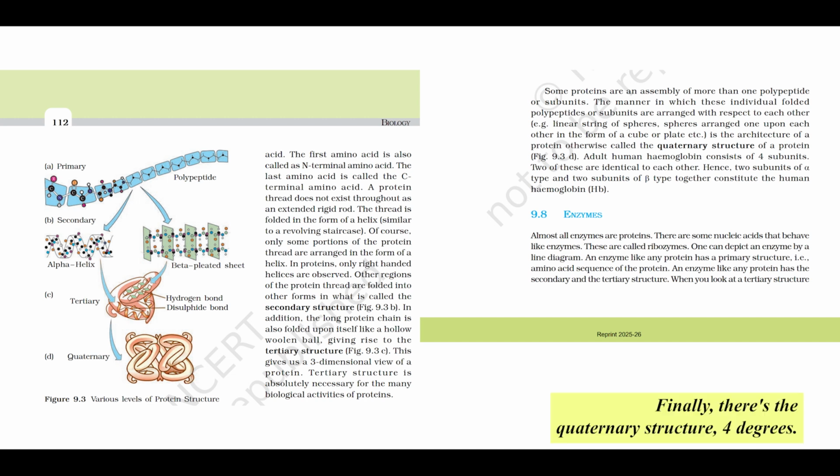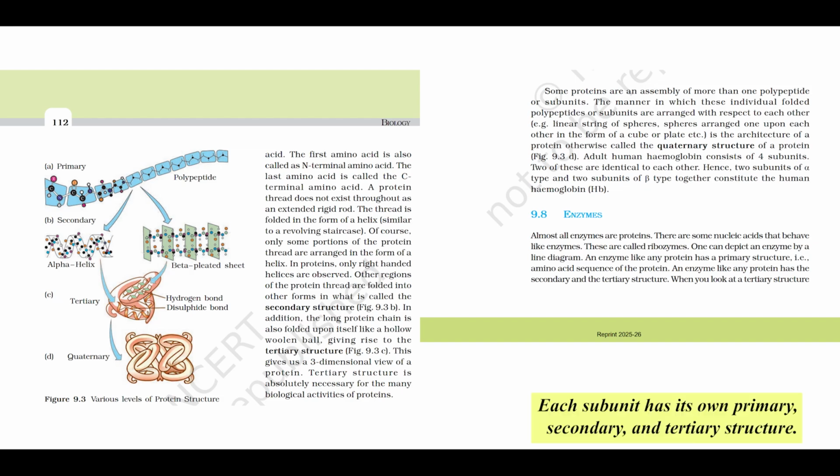Got it. Finally, there's the quaternary structure, 4 degrees. This level doesn't apply to all proteins. It only exists for proteins that are composed of more than one polypeptide chain. Each individual polypeptide chain in such a protein is called a subunit. So multiple chains working together.